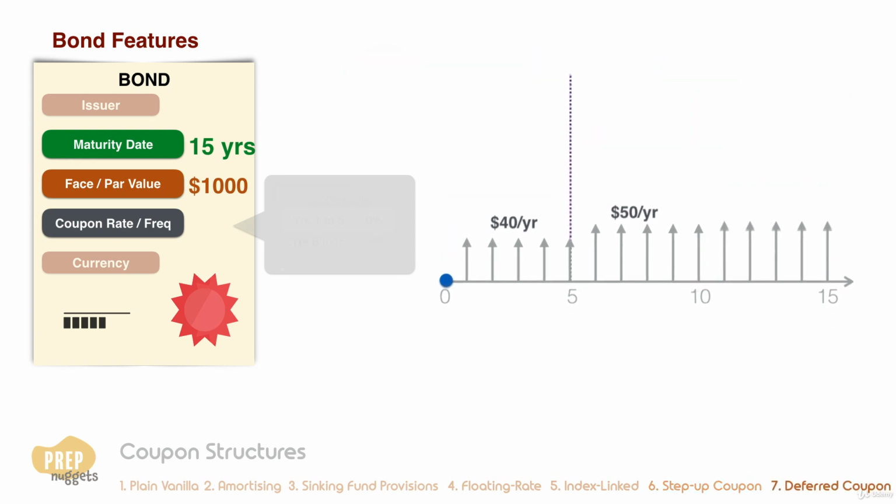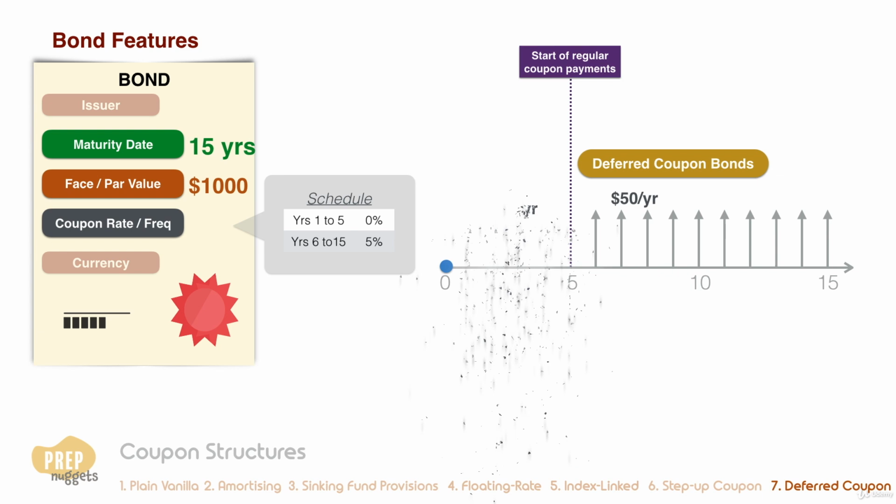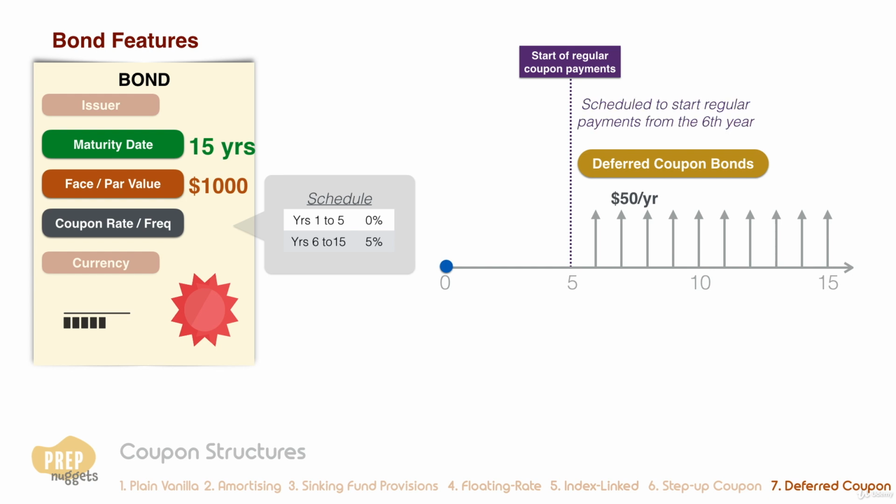Another type of arrangement is the deferred coupon structure, also called a split coupon bond. This is one where the issuer only starts making regular coupon payments from a period of time after issuance. As with most other bonds, the full balloon payment of the principal plus the last coupon is made on the maturity date.